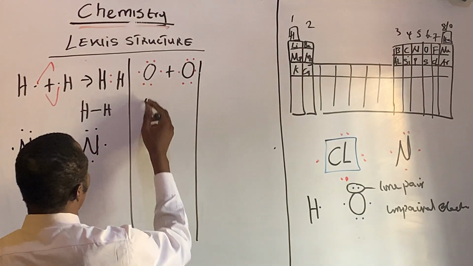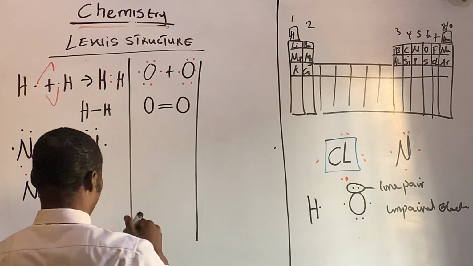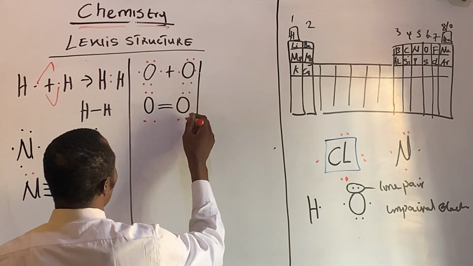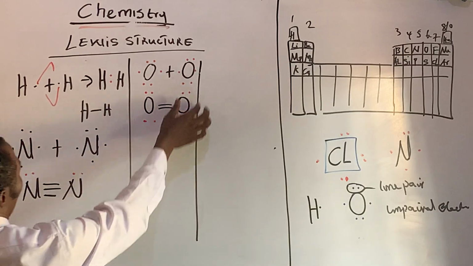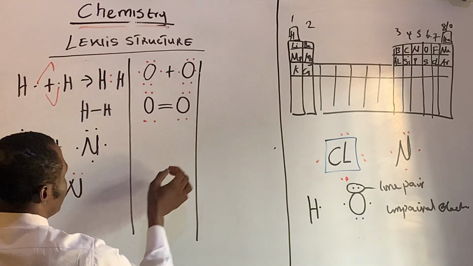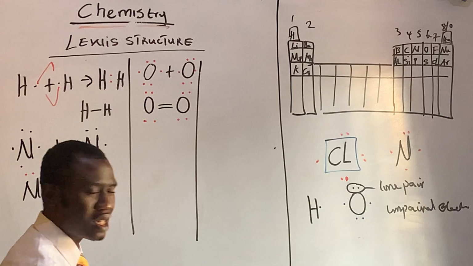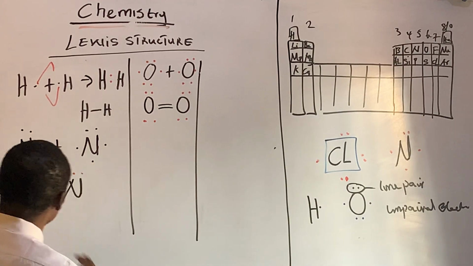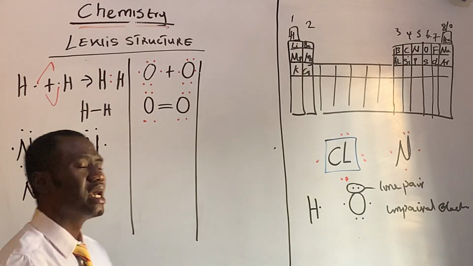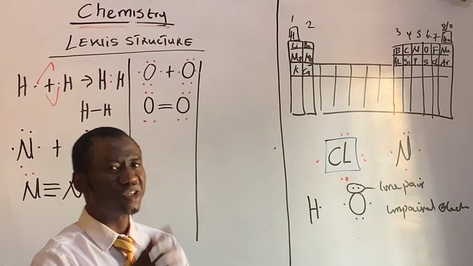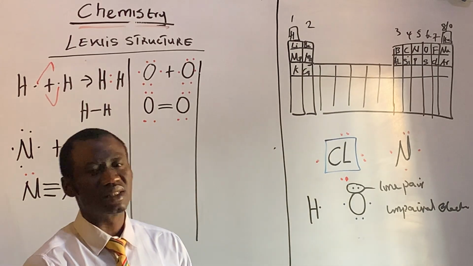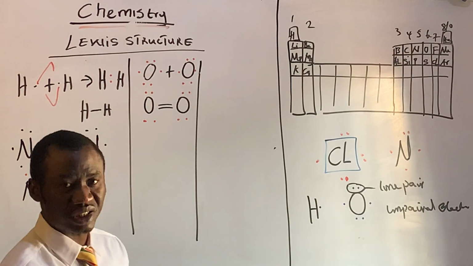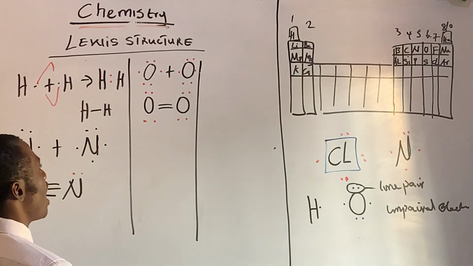So what I'm going to have is oxygen with lone pair, lone pair, lone pair, lone pair. So when I have 4 here, 4 plus 4, that's 8. Let's talk about this one: 6 here, 6 plus 2, that's 8. Every element wants to be stable. For it to be stable, it has to have 2 or it has to have 8. Whether it is 2 or 8, it becomes stable. Any of those is okay for its stability. So let's go to the next one.